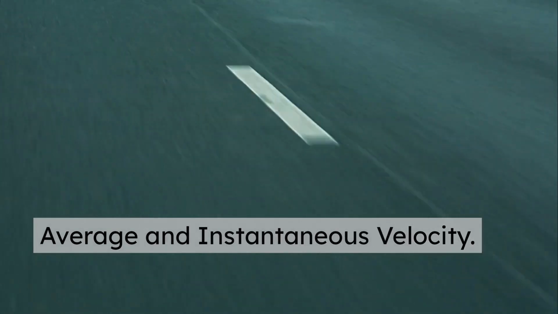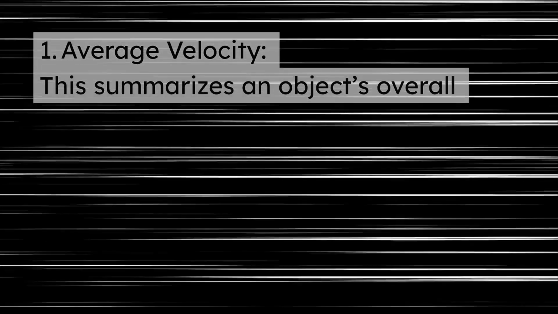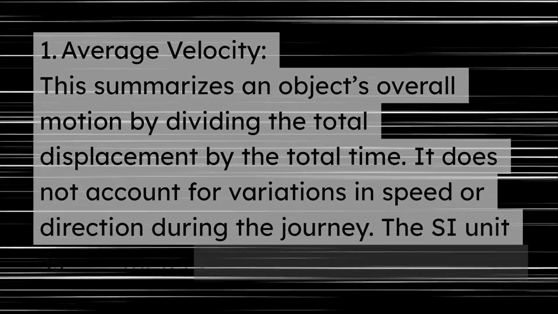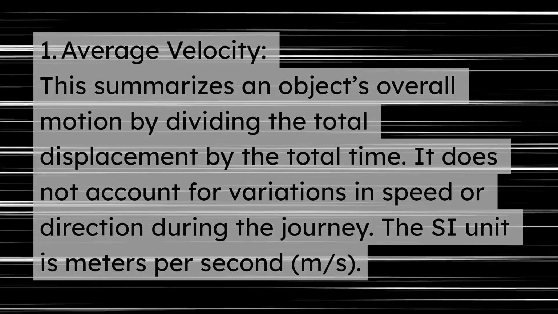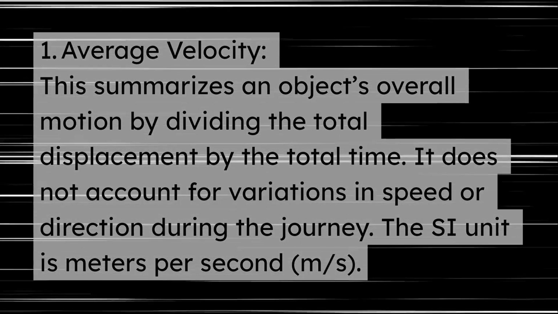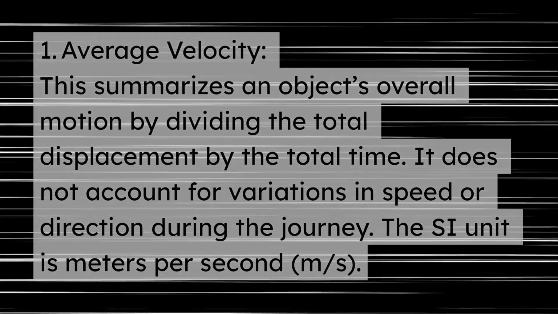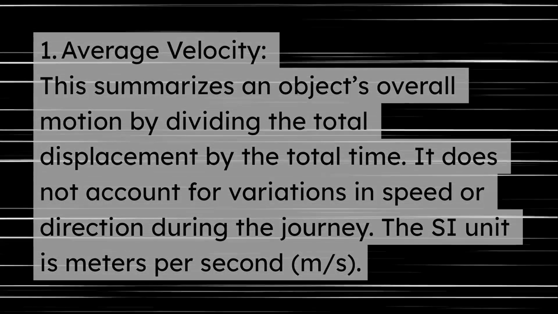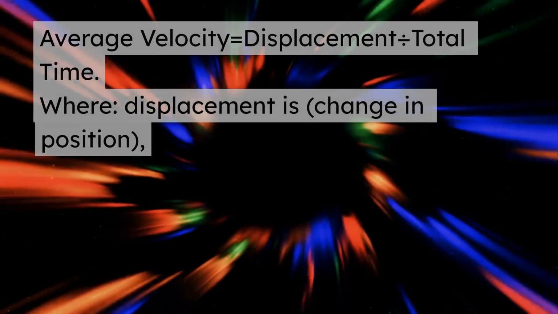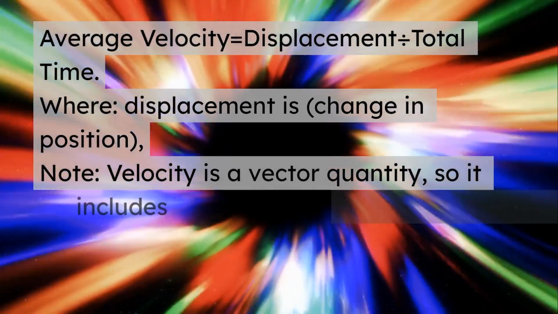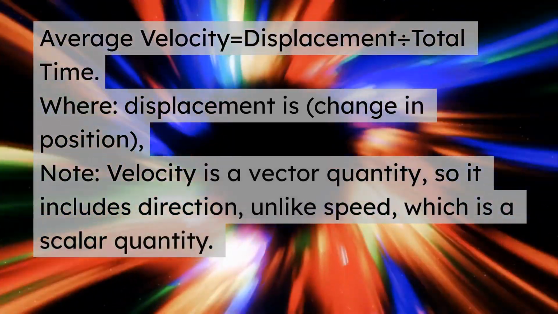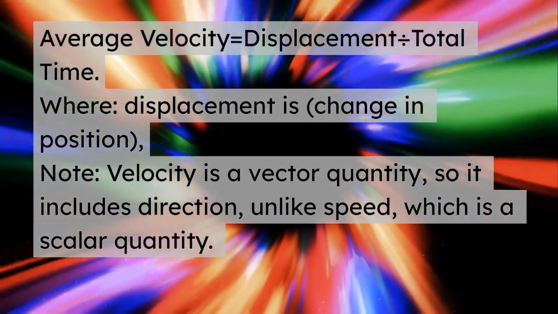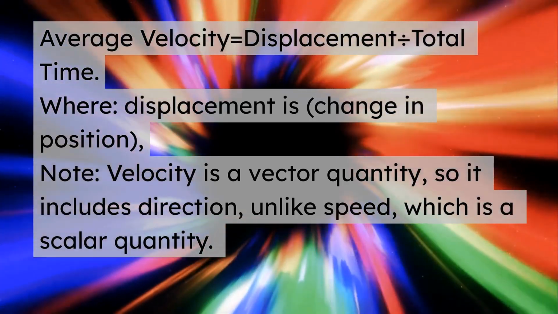Average and instantaneous velocity. 1. Average velocity. This summarizes an object's overall motion by dividing the total displacement by the total time. It does not account for variations in speed or direction during the journey. The SI unit is meters per second. Average velocity equals displacement divided by total time, where displacement is change in position. Note, velocity is a vector quantity, so it includes direction, unlike speed, which is a scalar quantity.